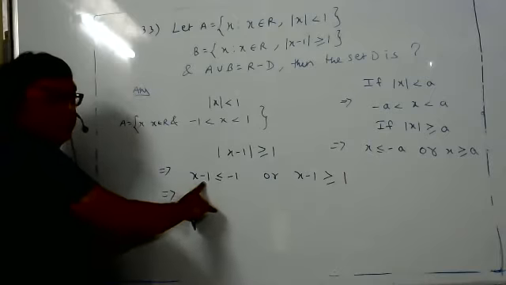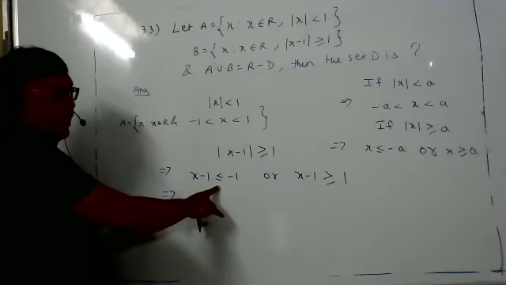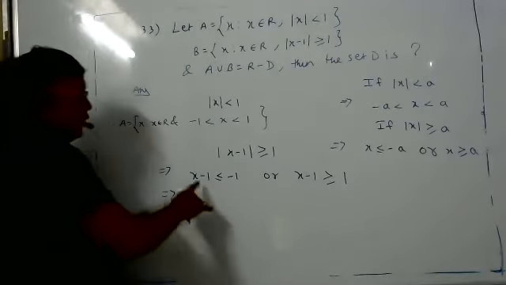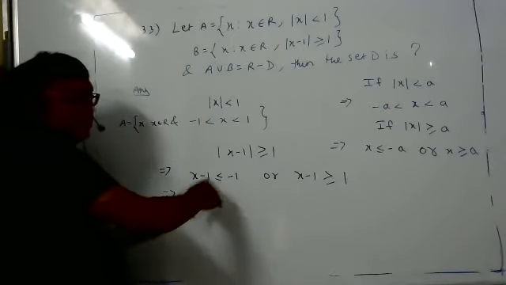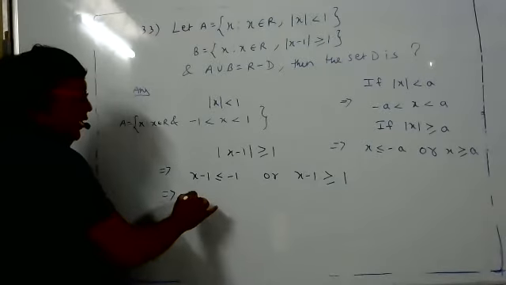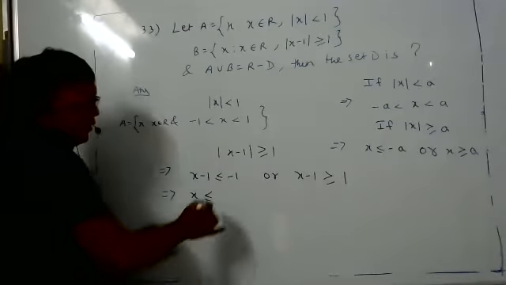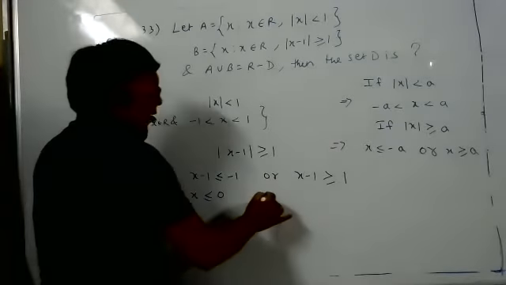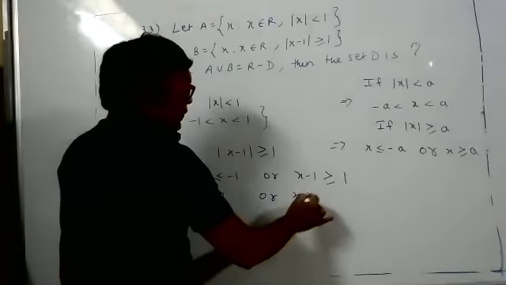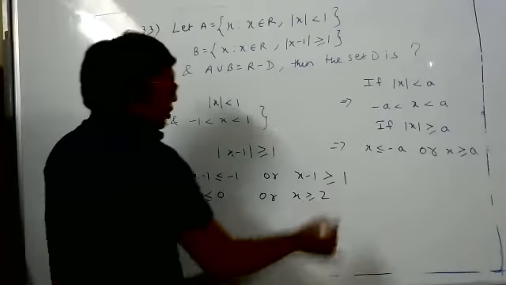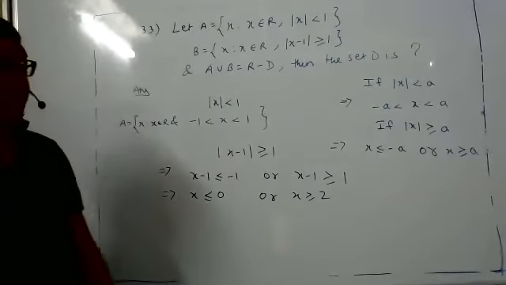Minus 1 will go, this is called the inequality sign. I think you have some knowledge of this. Minus 1 will go from the left hand side to the right hand side. So what does it become? X less than or equal to 0, or x is greater than or equal to 2. Correct now? Minus 1 will become 2.